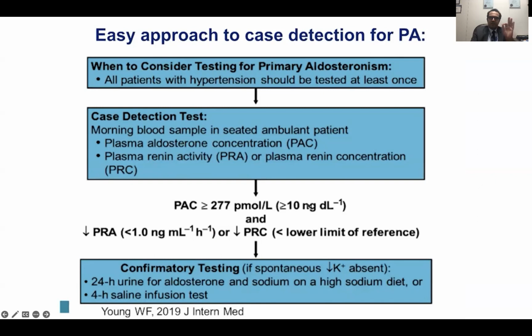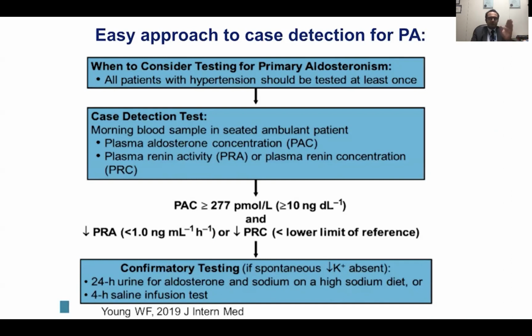If plasma aldosterone is more than 10 nanogram, or more than 270 picomole, and renin is below the lower limit, you don't need to go to the ARR ratios and all that. Just if it is more than 10 nanogram or more than 270 picomole and renin is below the reference range, this makes it a screen positive. Screening test is done, then you go to confirmatory.